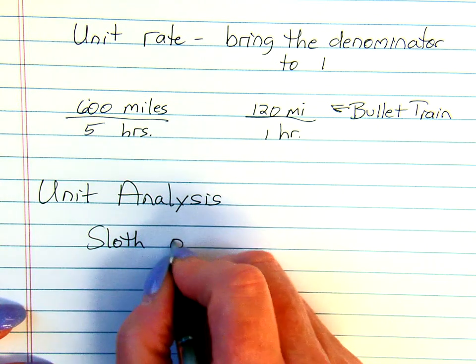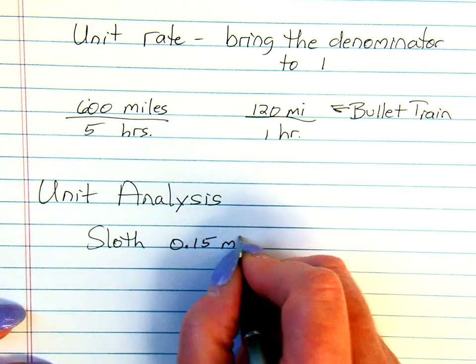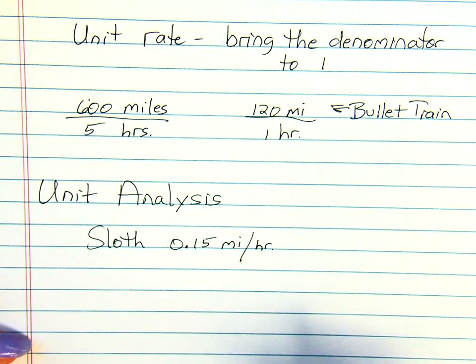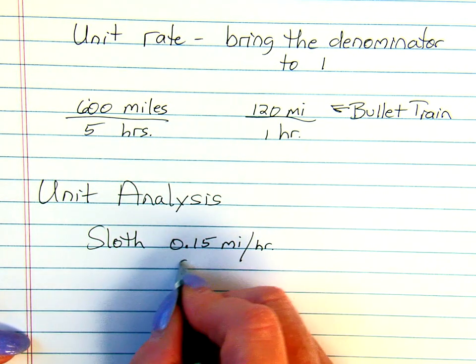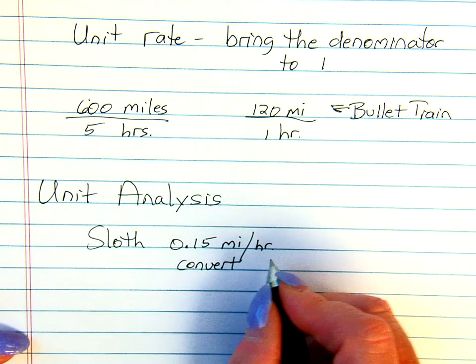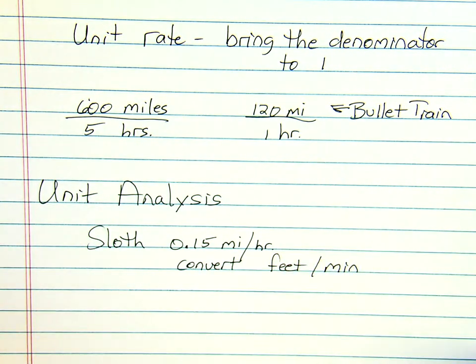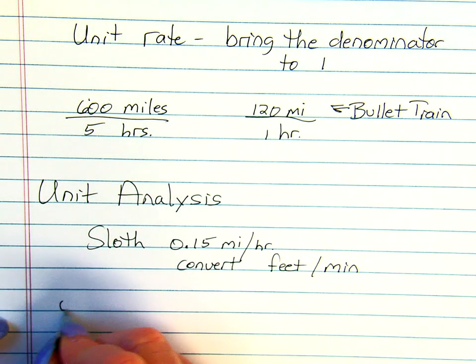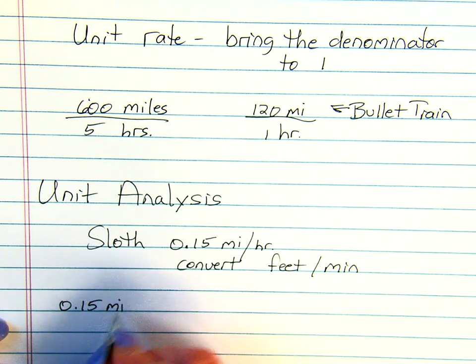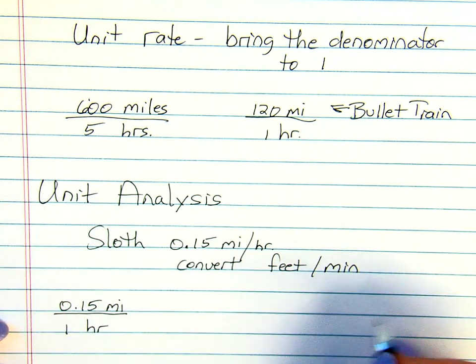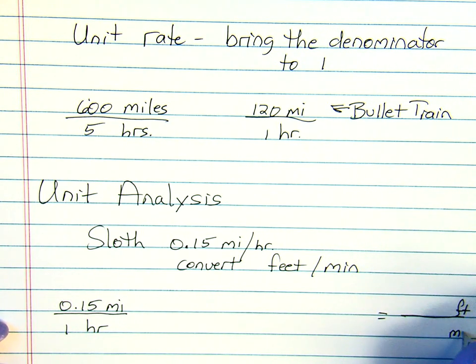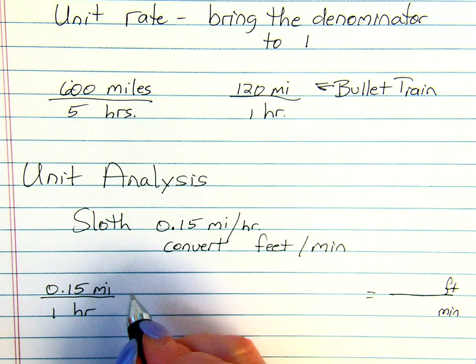Okay, so anyway, we've got a sloth and he's going 0.15 miles per hour. Okay, and we want to convert this to feet per minute. Not that that's going to make it look any faster, but we're going to do that. So we're going to start with our 0.15 miles in 1 hour. And when we're all done, we want this to equal a certain number of feet over minutes. So we're going to make these conversions as we go along.